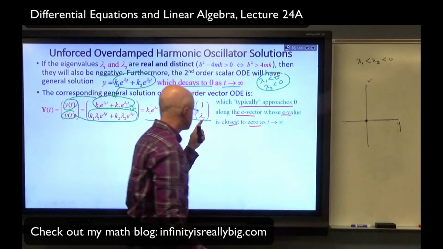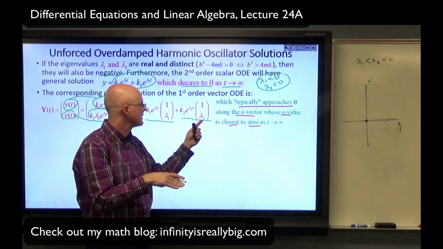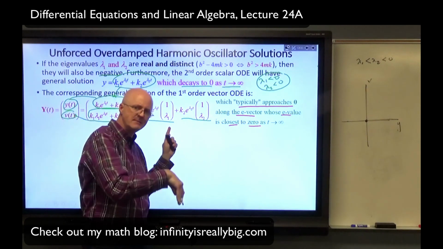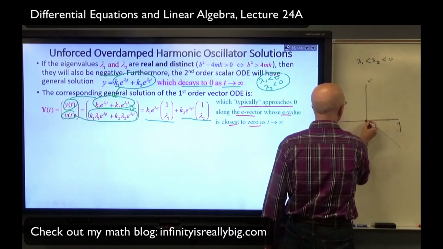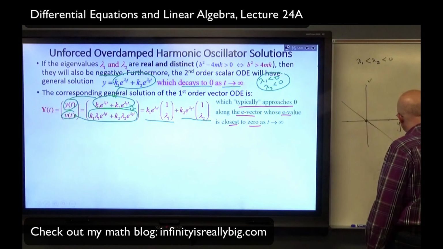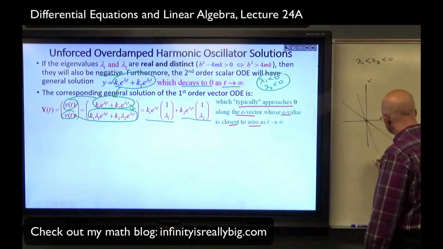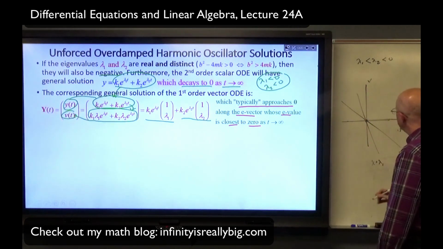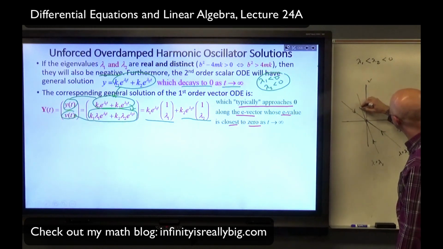The one that's closer to 0 is going to be not quite as steep. If lambda 2 is closer to 0, that vector will not be as steep as this one. So maybe the one for lambda equals lambda 2 is there, and the one for lambda equals lambda 1 is like this. Along those lines, you'd have straight line solutions going to the origin.